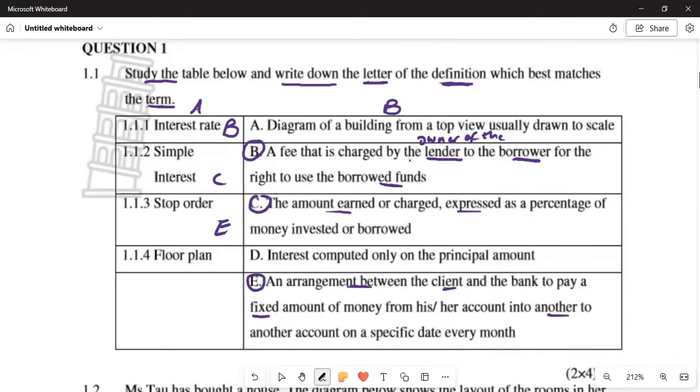So that is the stop order. In 1.1.4, the question says the floor plan. A floor plan is a diagram of a building or room from the top, usually drawn to scale. So the correct answer is number A there. You get your 8 marks.